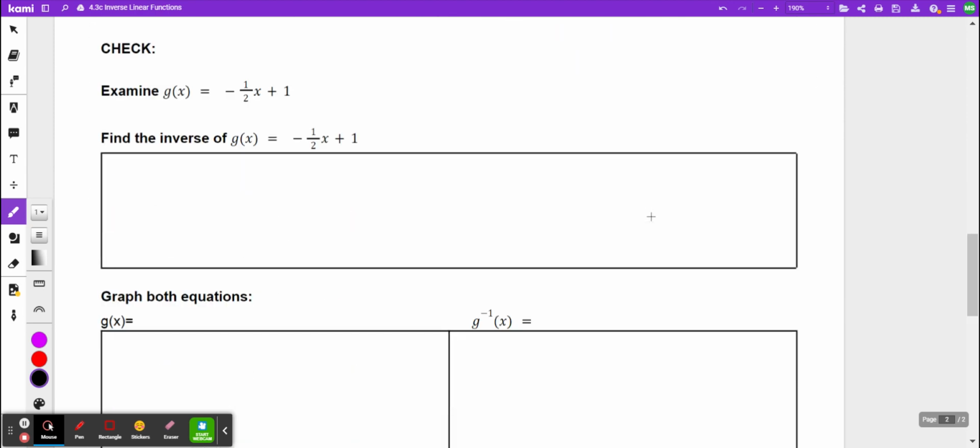So why don't we do a check? I want you to try to do the following. I'm going to stop at every point and I'm going to throw in the answers. And I want you to see, did you get it? Yes or no? Let's go on. So examine g of x is equal to negative 1/2 x plus 1. Find the inverse. So we're going to go on in 3, 2, 1.